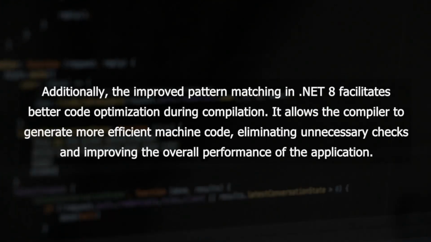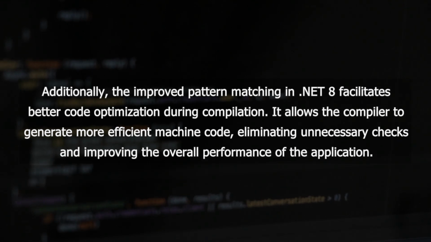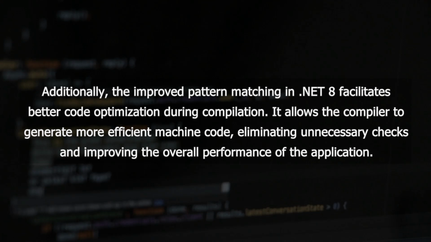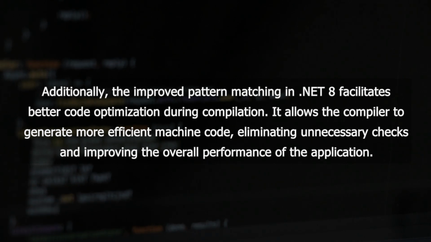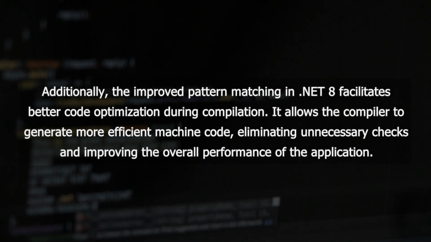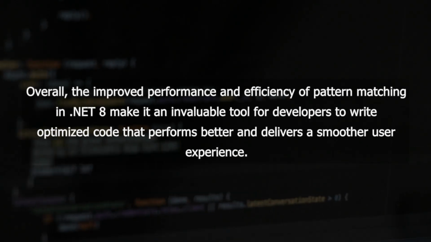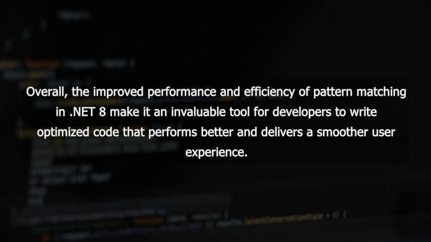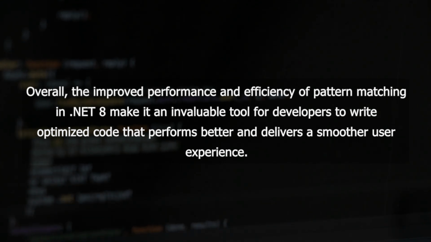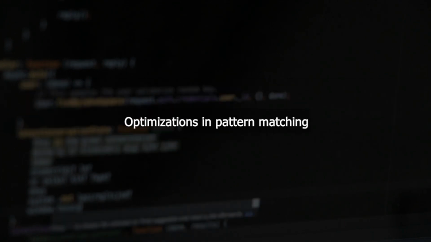Additionally, the improved pattern matching in .NET 8 facilitates better code optimization during compilation. It allows the compiler to generate more efficient machine code, eliminating unnecessary checks and improving the overall performance of the application. Overall, the improved performance and efficiency of pattern matching in .NET 8 make it an invaluable tool for developers to write optimized code that performs better and delivers a smoother user experience.